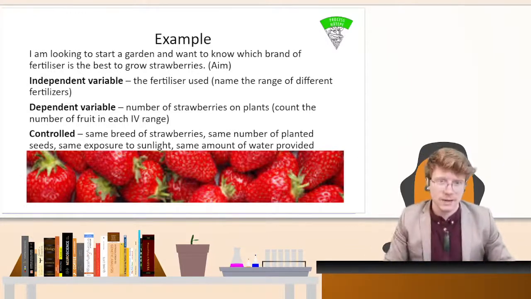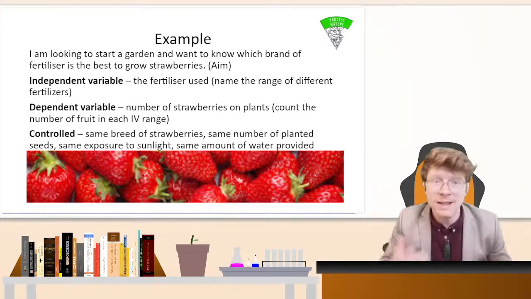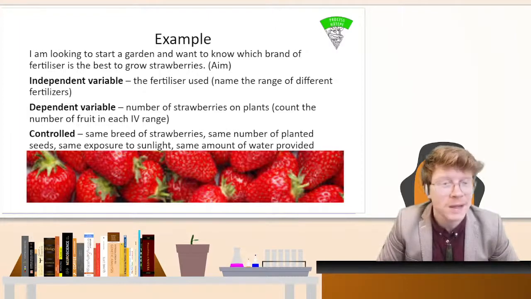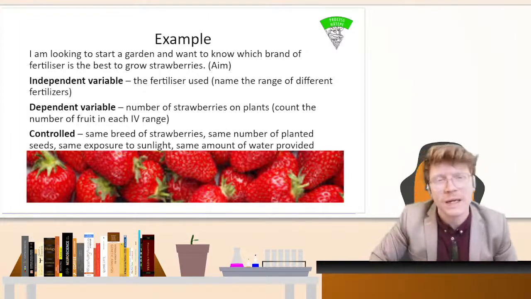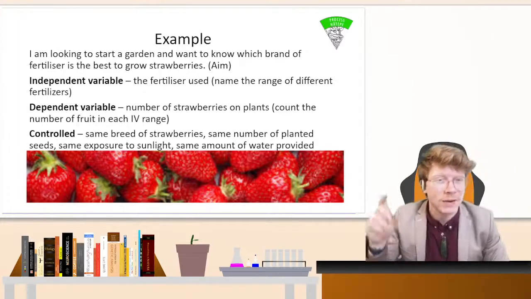Keep the amount of sunlight the same. Keep the amount of water the same. Keep the amount of seeds we're planting the same. Keep the exact species of strawberry the same. Because if we modify those things, maybe that's going to be the cause of our difference rather than our independent variable.